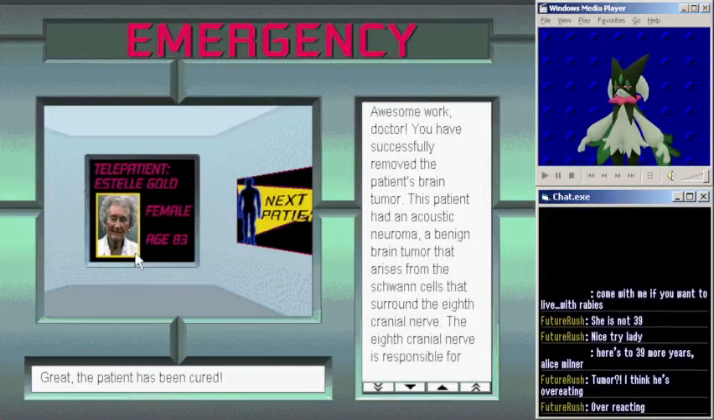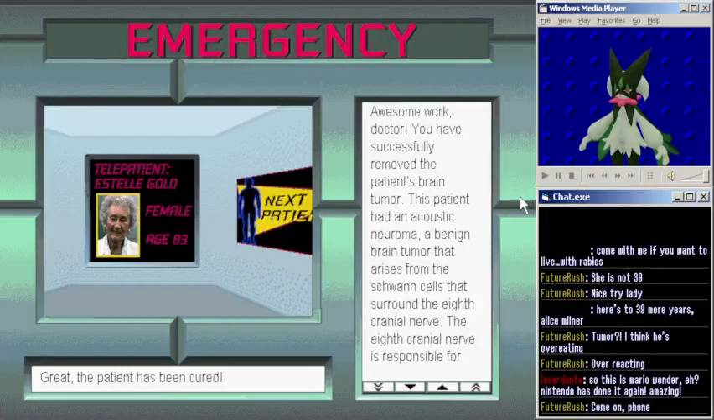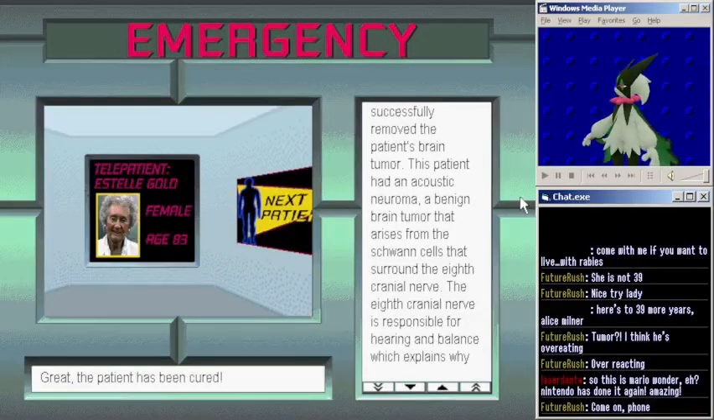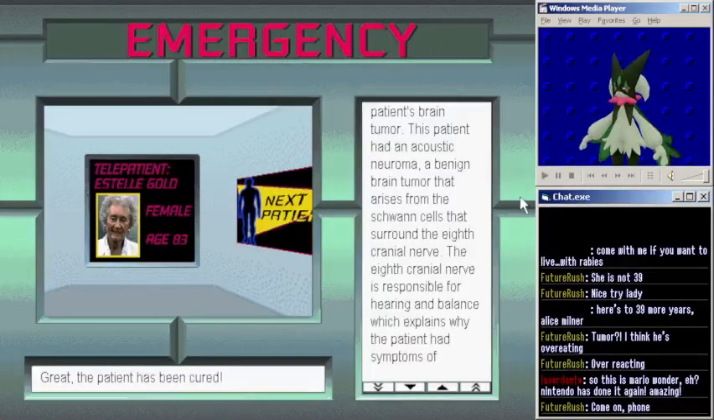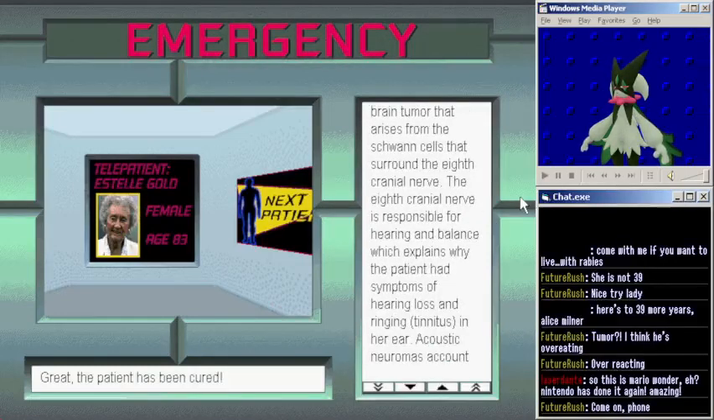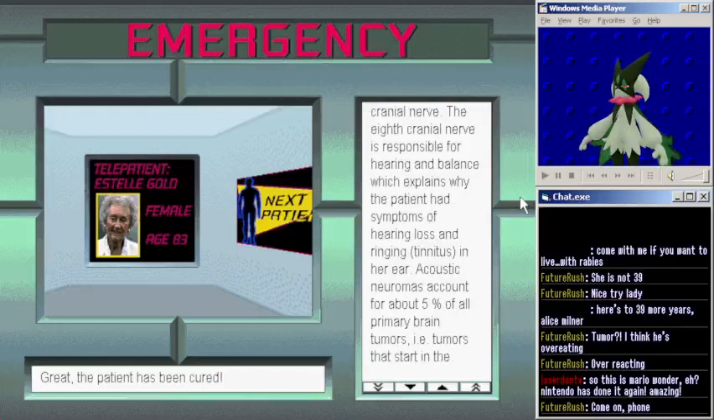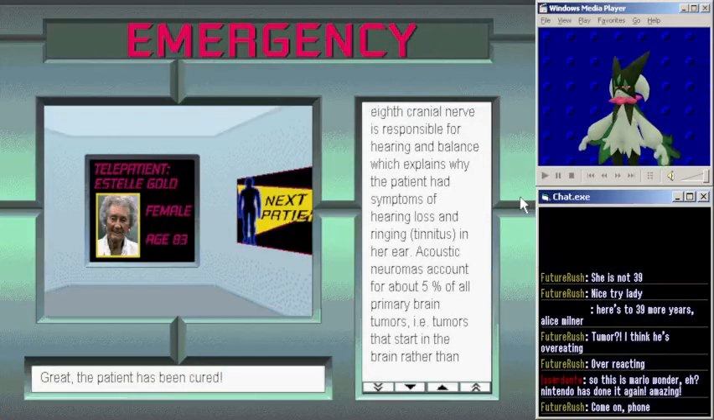Awesome work, Doctor. You have successfully removed the patient's brain tumor. This patient had an acoustic neuroma, a benign brain tumor that arises from the Schwann cells that surround the eighth cranial nerve. The eighth cranial nerve is responsible for hearing and balance, which explains why the patient had symptoms of hearing loss and ringing, tinnitus, in her ear.